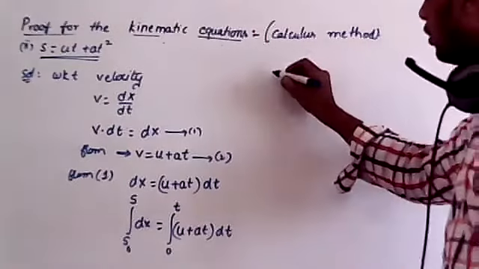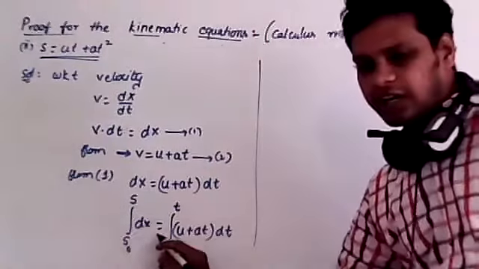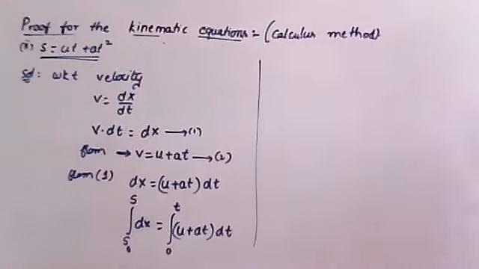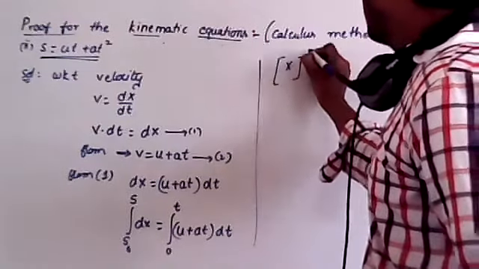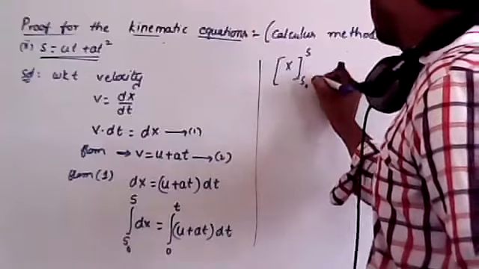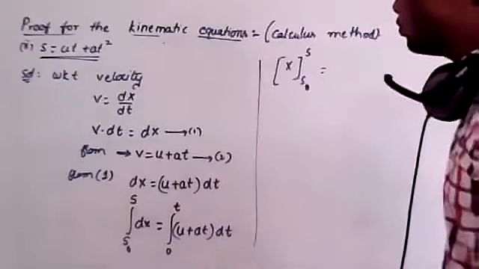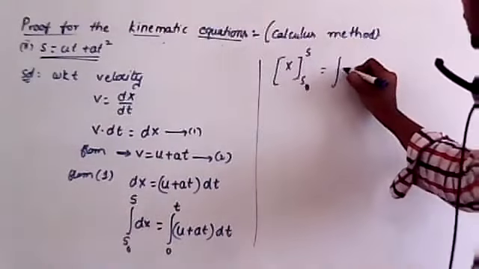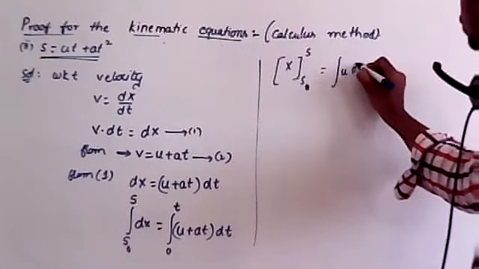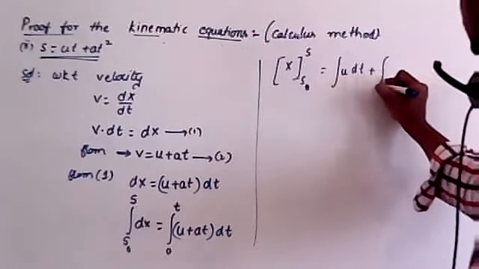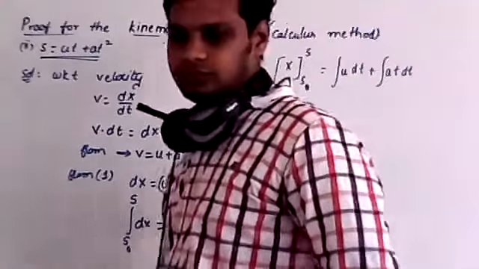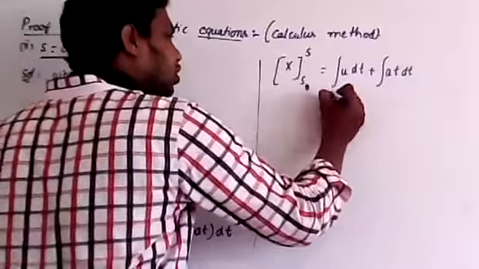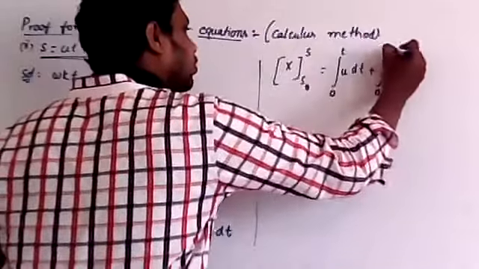Now listen. What is integration of dx? Very good. x between the limits s to s naught. That is equal to integration of u into dt plus integration of at into dt, between the limits 0 to t.